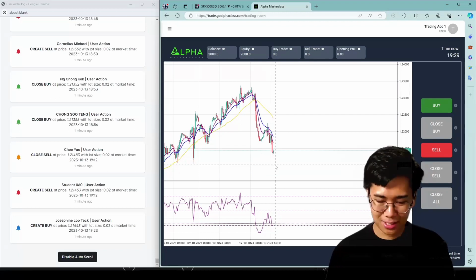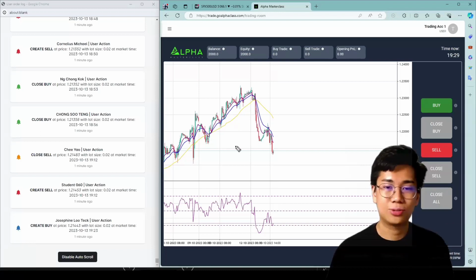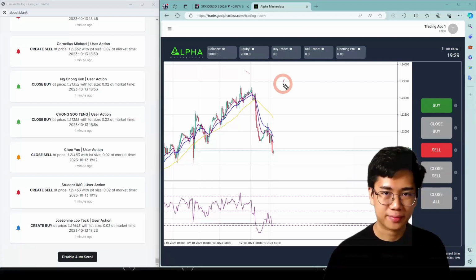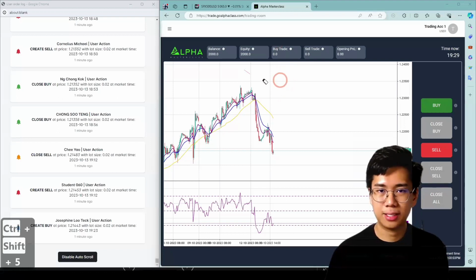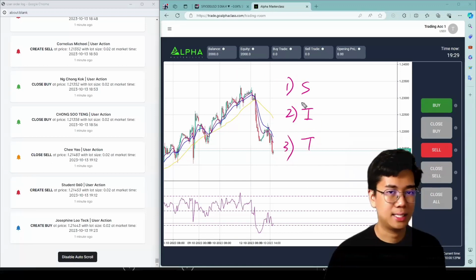SOP has been repeated multiple times, alright? Only one of the students, my older student, noticed that the SOP is very straightforward. Guys, type in the chat box: SIT. Alright, SIT. Now, in trading, this is the flow of it.